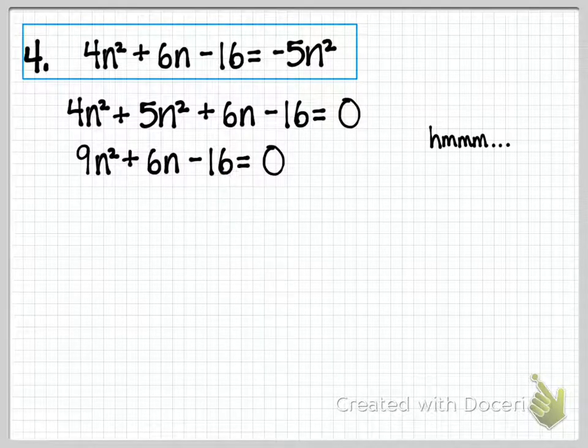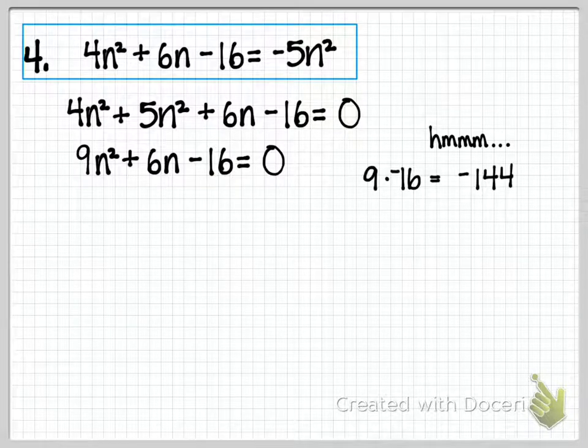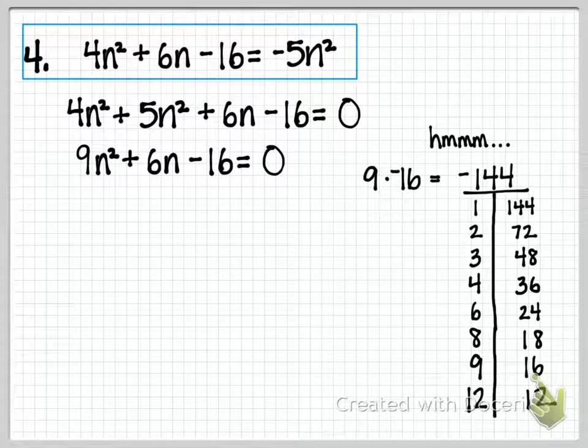So because of that, I have to start thinking about my other factoring rules, and one is to multiply this a, 9, times the c, negative 16, and write that product. I get negative 144. Now I make a table of all the pairs of factors. I'm looking at factor pairs, just two numbers that would multiply to make 144: 1 and 144, 2 and 72, etc. You can see this whole list here.